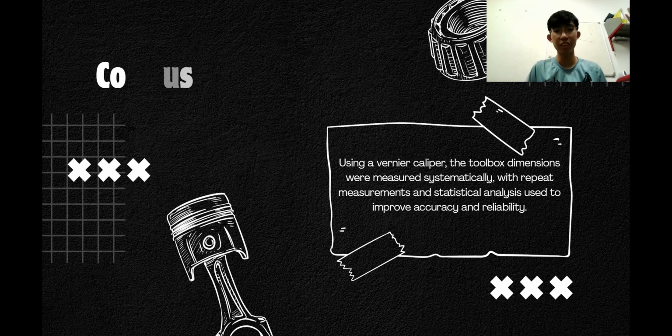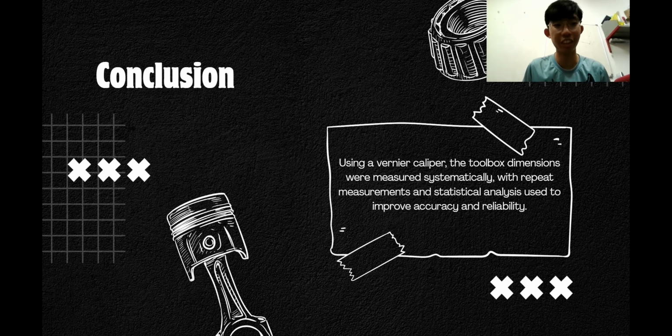So what can we obtain from our group work? It's just a conclusion. Using a vernier caliper, the toolbox dimensions were measured systematically, with repeat measurements and statistical analysis used to improve accuracy and reliability. So that's all from us. Thank you.